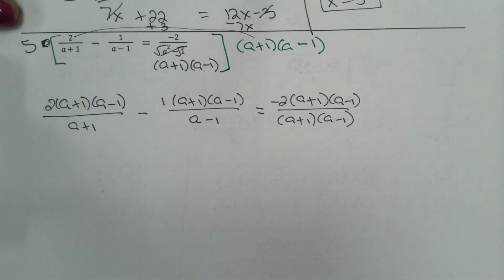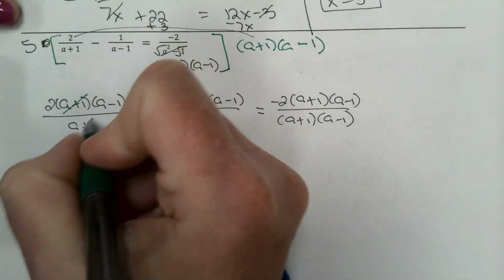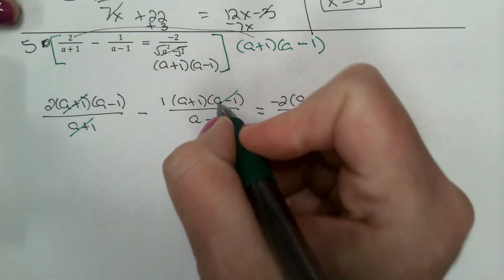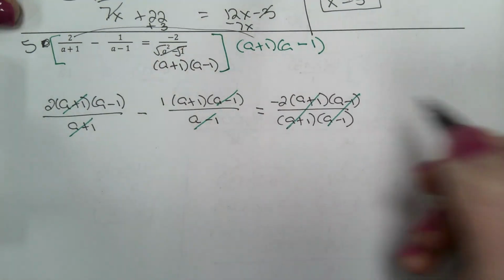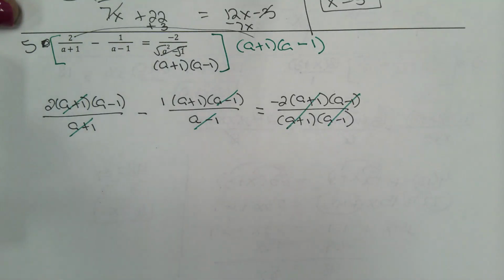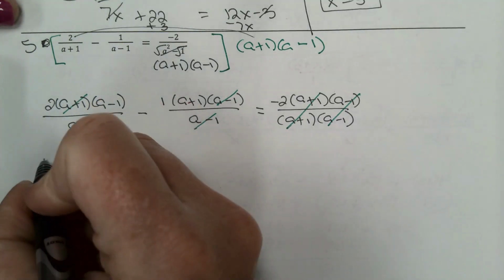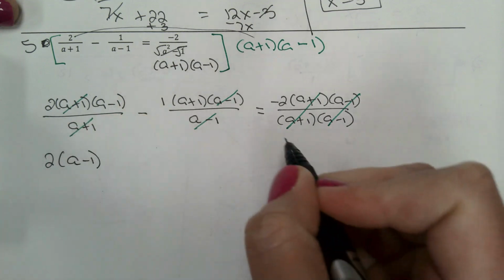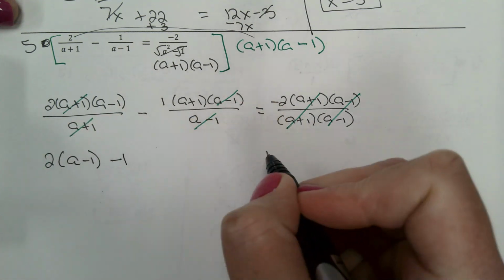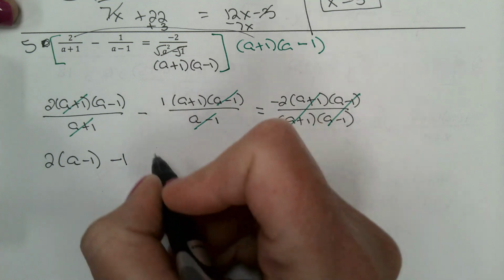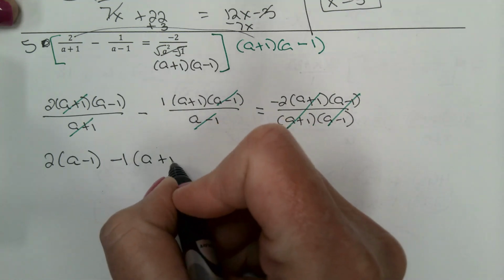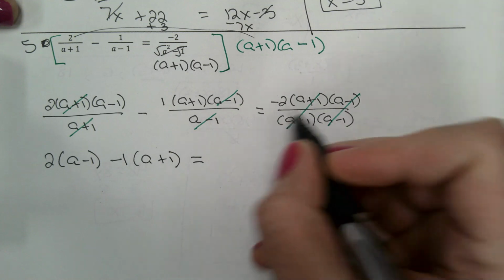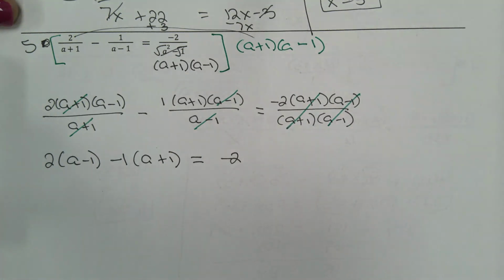Now let's see what's common to the numerator and denominator and cancel. And then the second one, those and that. All right, let's rewrite it and clean this up. So I still have a 2 and an a minus 1. I have a negative and a 1 and an a plus 1, and equals negative 2.